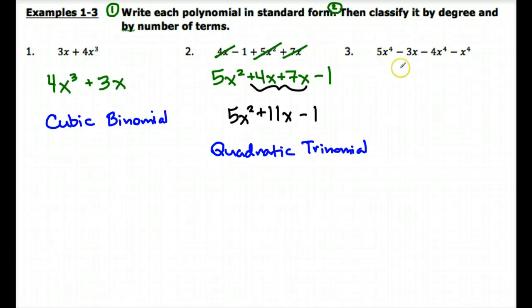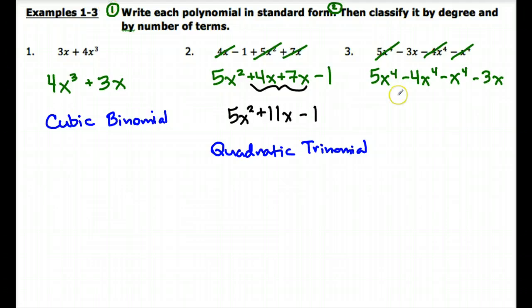Finally, we have 5x to the fourth minus 3x minus 4x to the fourth minus x to the fourth. Okay, so I'm going to, again, put my polynomial in standard form from highest exponent to lowest exponent first. I have a few x to the fourths here, so I'll just start with the first one, 5x to the fourth. That's the highest exponent I see. Then I have a minus 4x to the fourth over here, and then a minus x to the fourth over here. And then finally, the only term I have left is a minus 3x.